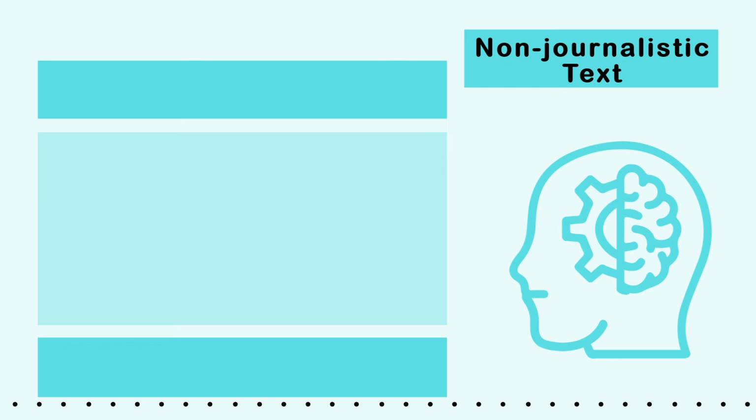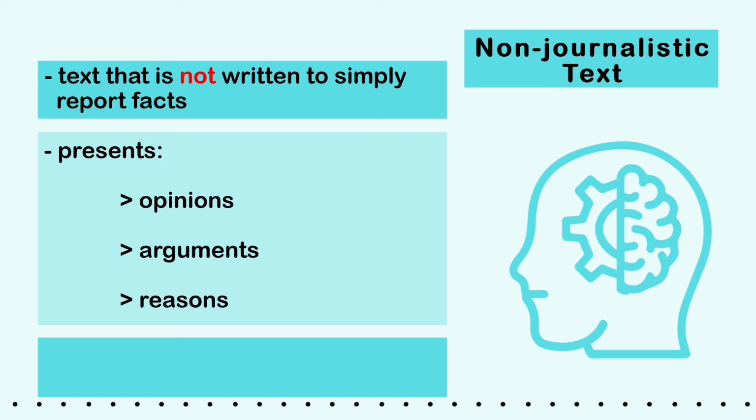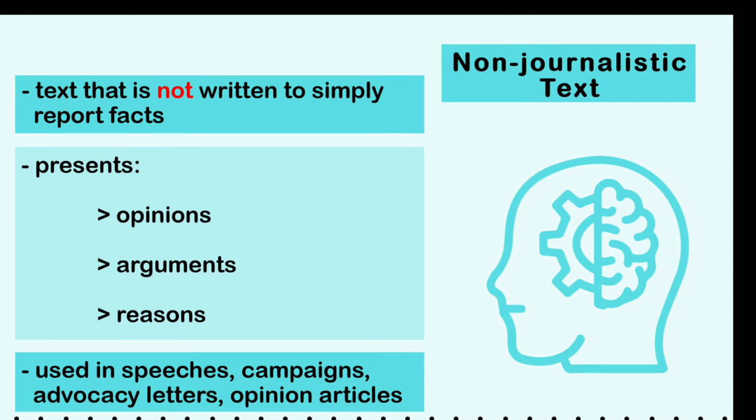Well, non-journalistic text. It is a type of text that is not written to simply report facts like a news article. Instead, it presents opinions, arguments, and reasons to influence the audience. It is used in speeches, campaigns, advocacy letters, and opinion articles.